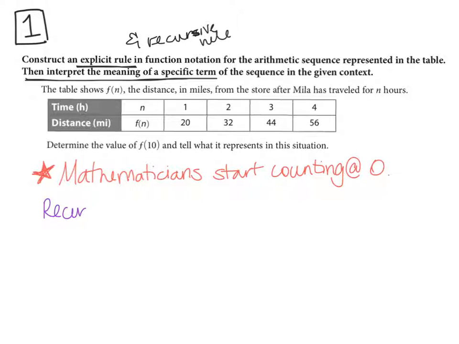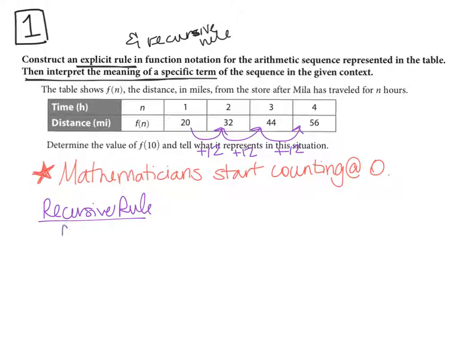So the recursive rule, let's do that one first. Remember, we need to say a starting point. And before we can do any of this, we actually need to figure out what is the pattern happening in this table. If you take a second to look at your terms here, the pattern that's happening appears to be that they are adding, to me that looks like they're adding 12 every single time. We can check and make sure that it works, but it does. They add 12 every time.